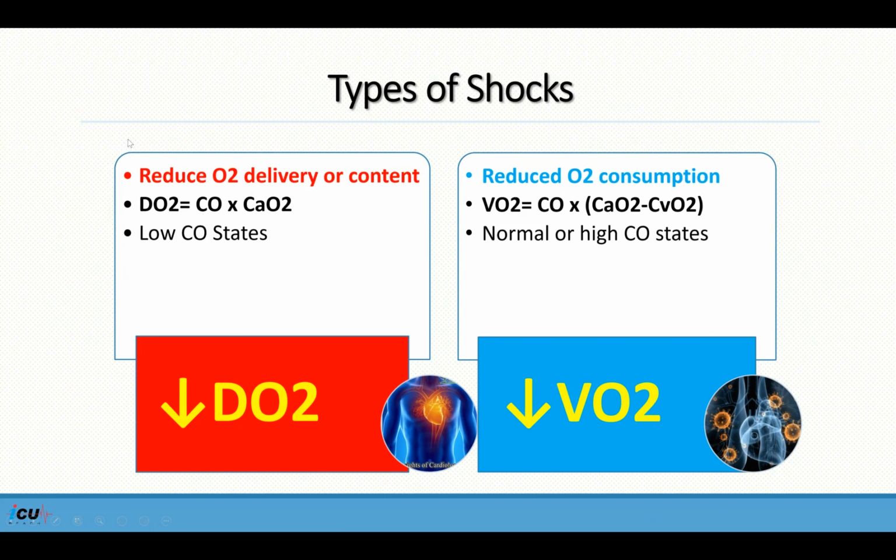On the other hand, we may not have a problem with the oxygen delivery, but the tissue is not able to utilize the oxygen, and the oxygen consumption is decreased. Oxygen consumption is calculated with the cardiac output multiplied by the difference between the arterial oxygen content and the venous oxygen content. In these cases, usually the cardiac output is either normal or high, but the tissue is unable to extract oxygen, such as in the case of cyanide toxicity or severe septic shock.